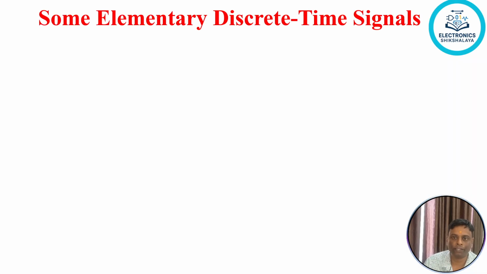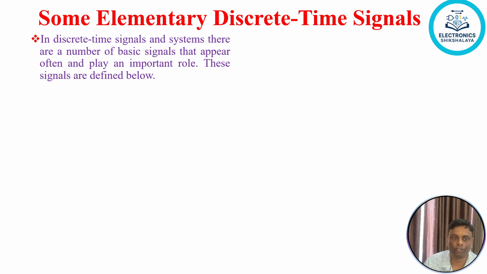So, elementary discrete time signals. In this case, we have a number of elementary signals that are required for analysis of discrete time signals and systems. So let us see how the signals are.